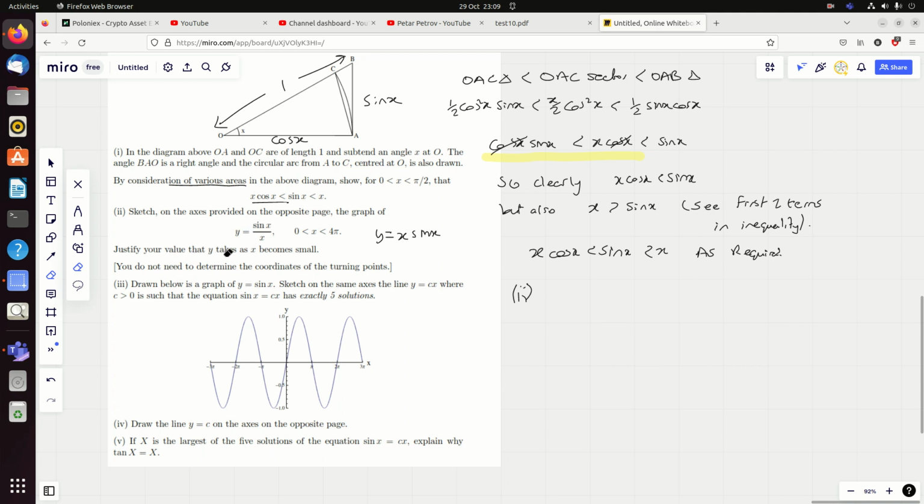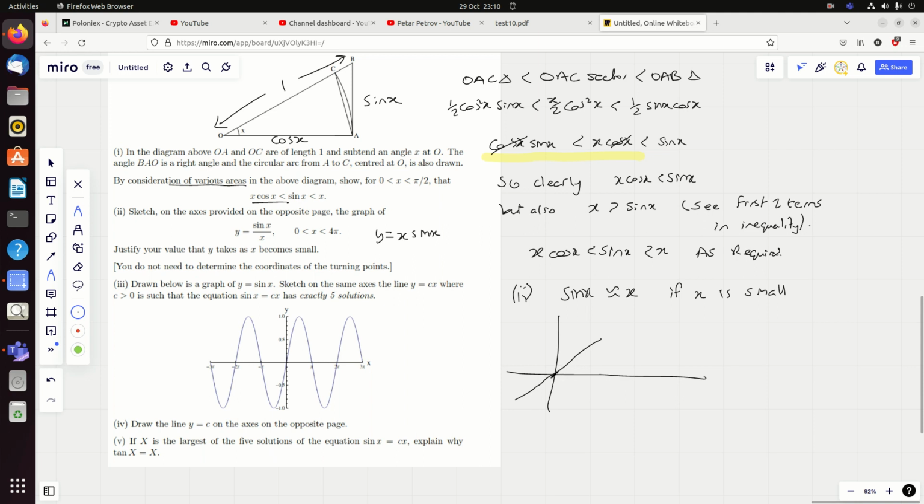justify the value that y takes as x becomes small. Now, I would like to point out very quickly that you've probably done small angle formulae by now, so you'll probably know that sine x is roughly equal to x if x is small. And the smaller x is, the closer sine x is to x, actually. I could easily justify it with a quick sketch. Basically, the gradient of sine x is 1 at the origin, and that's because sine x differentiates to cos x, and cos of 0 is 1. And y equals x obviously has a gradient of 1.